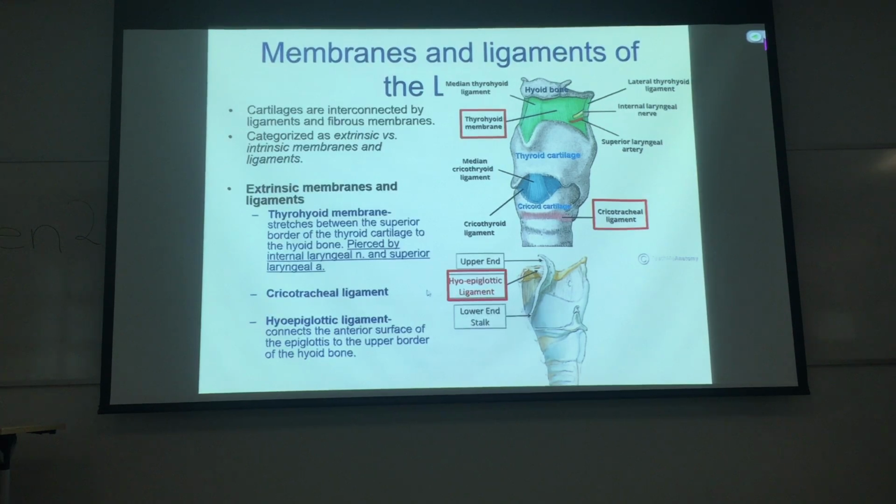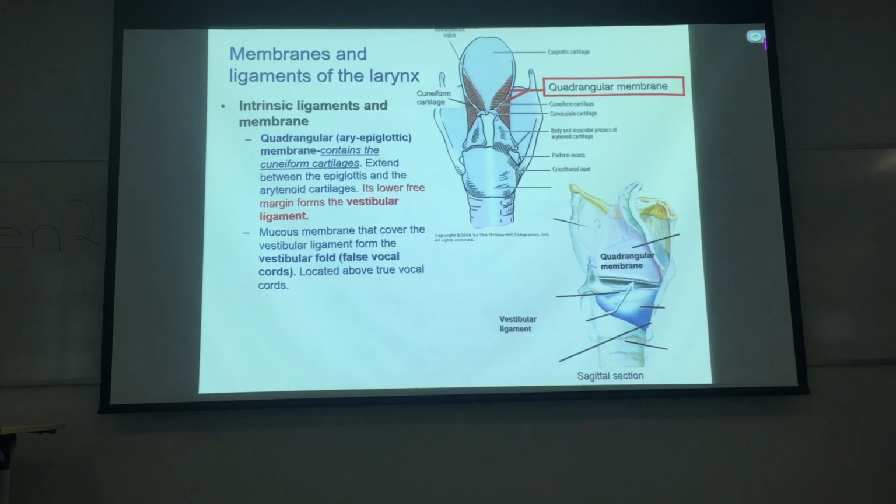Okay, so for the membranes, you're going to make sure you remember the thyrohyoid membrane is pierced by two structures, the superior laryngeal artery and the internal laryngeal nerve. So make sure you remember those two entities travel through the thyrohyoid membrane. Okay, and then make sure you know that within the quadrangular membrane are the cuneiform cartilages. That's why you really couldn't see them, because they're actually enclosed within the membrane, and that the lower free margin of the quadrangular membrane actually forms what's called the vestibular ligament. And she kind of pointed that out down here. Just know that aspect and you're in good shape.